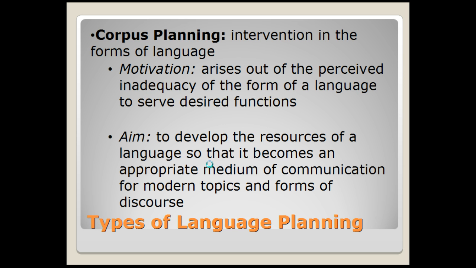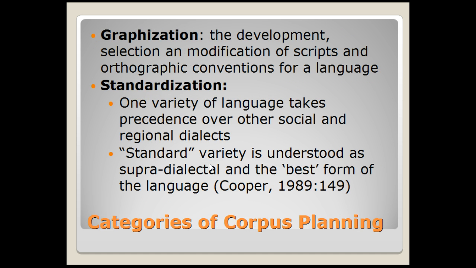The categories of corpus planning include graphization, which is the development, selection, and modification of scripts and orthographic conventions for a language. Corpus planning also includes standardization. In language, standardization is the process by which one variety of language takes precedence over other social and regional dialects of the language. The standard variety comes to be understood as supra-dialectal and the best form of the language, best defined by descriptive rules by which the language ought to operate.